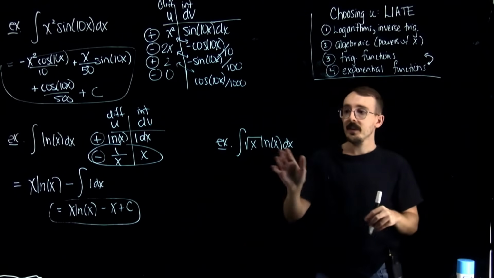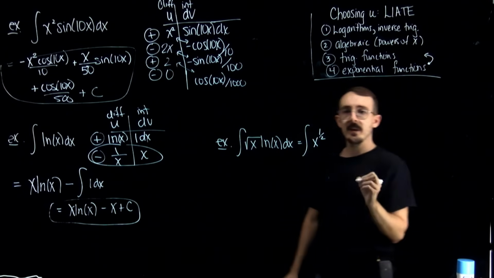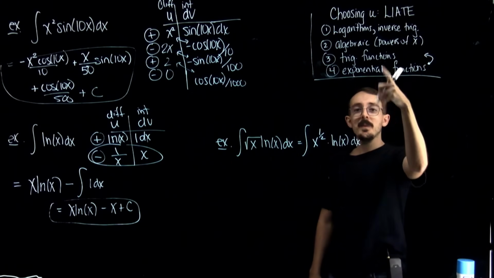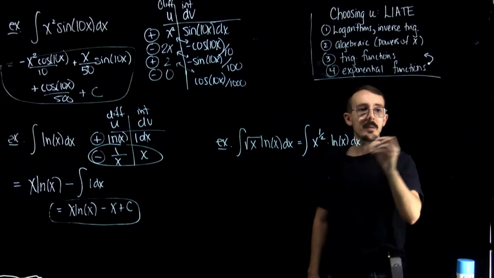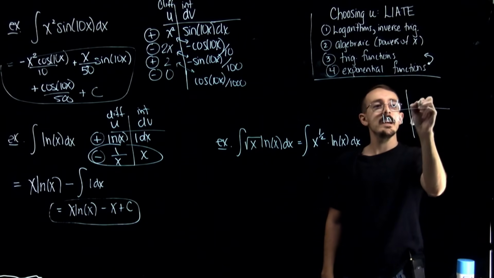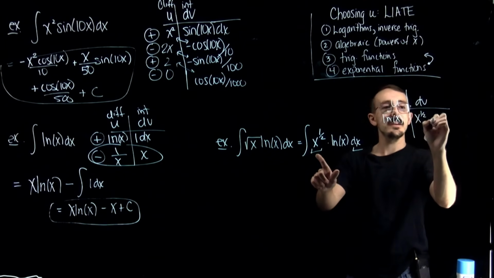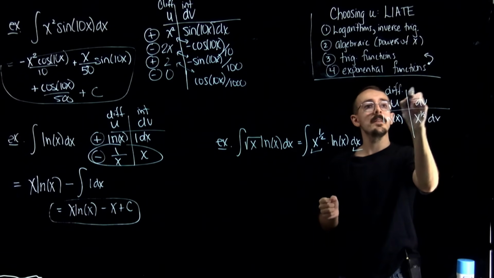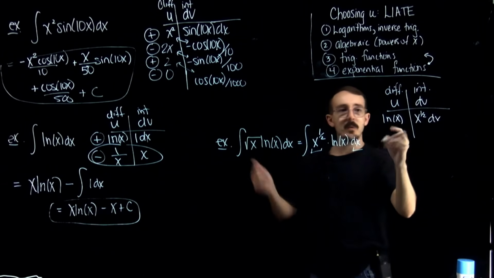Here's the last one. So we do have two functions I'm working with here. One of them is x to the 1/2 power, and the other one is log of x. Which one of these goes first? Well, log is the first choice on my list here. So I'm going to say u is going to be ln of x. dv is going to be the leftover stuff, which is x to the 1/2 dx. So remember, I'm going to differentiate here, and I'm going to integrate on this row. The derivative of ln of x, I just did it before, is 1 over x.